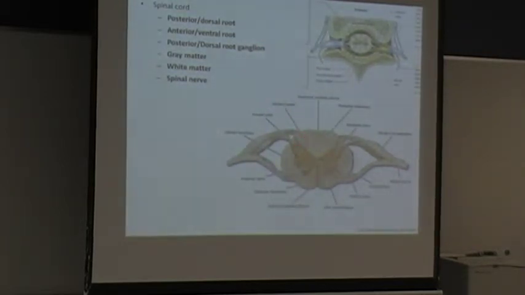You need to know the difference between gray matter and white matter. The darker stuff is the gray matter. Some people call it the butterfly. The thing that looks like a butterfly is your gray matter. And all the other stuff around it is your white matter, all of this through here.